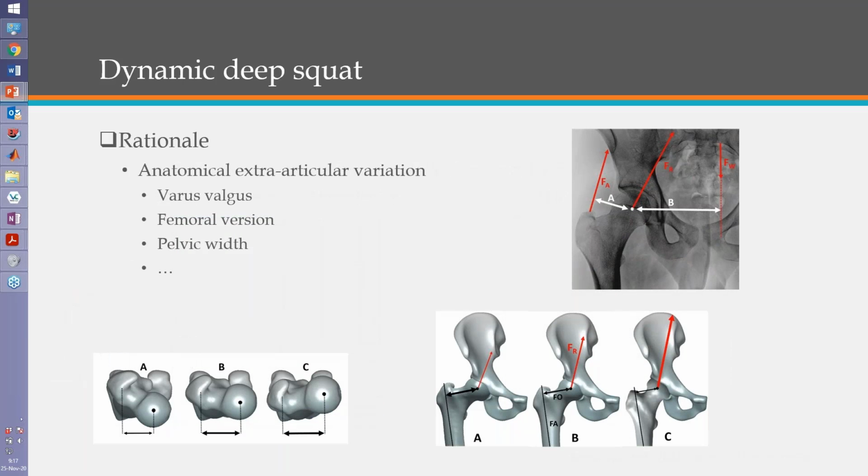A second reason for looking into that is that the data available in the OrthoLoad database are of a few subjects, but what if we want to look into the specific loading of the joint of one subject? What if we want to work towards personalization and personalized anatomical information and the subsequent biomechanical information? We know that varus-valgus and pelvic width will all have an effect, or can have an effect, on the required muscle forces, and as such also the resulting joint reaction forces.